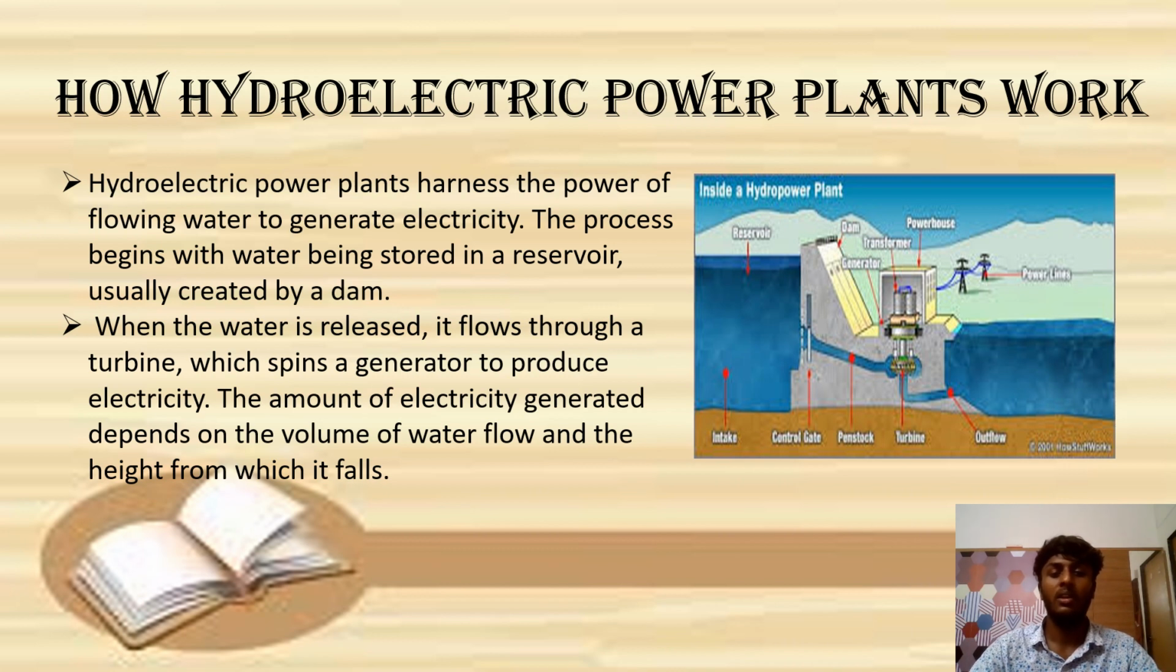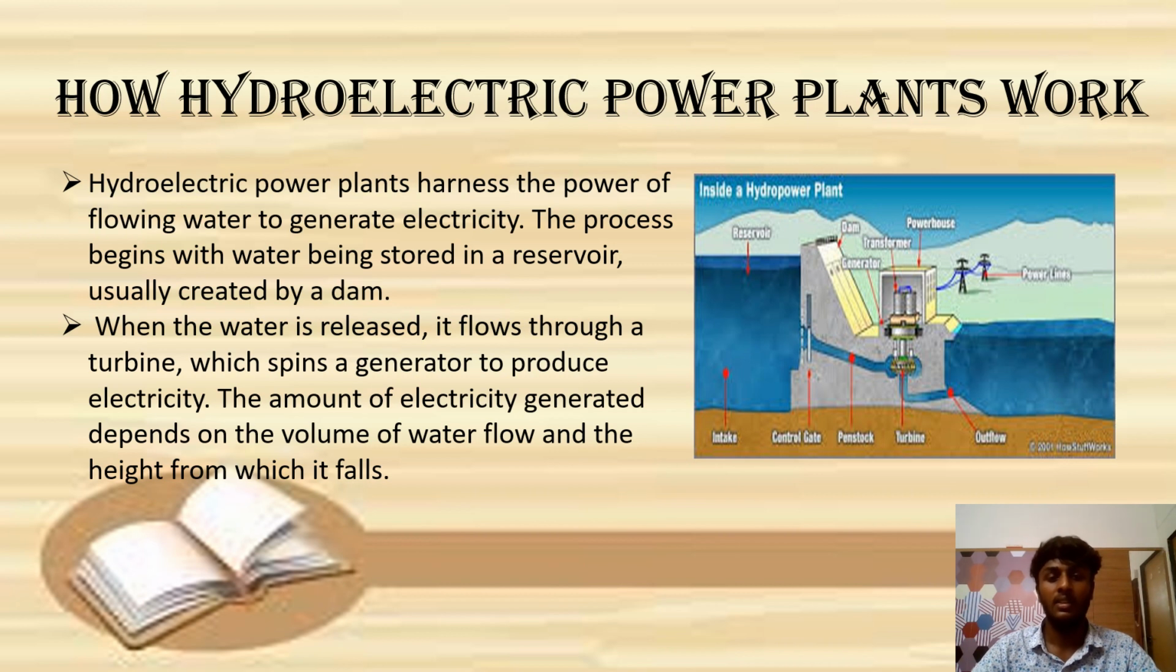Intake and penstock. Water from the reservoir is directed through an intake structure which controls the flow rate and then enters a large pipe called the penstock. The penstock carries the water under pressure to the turbines.